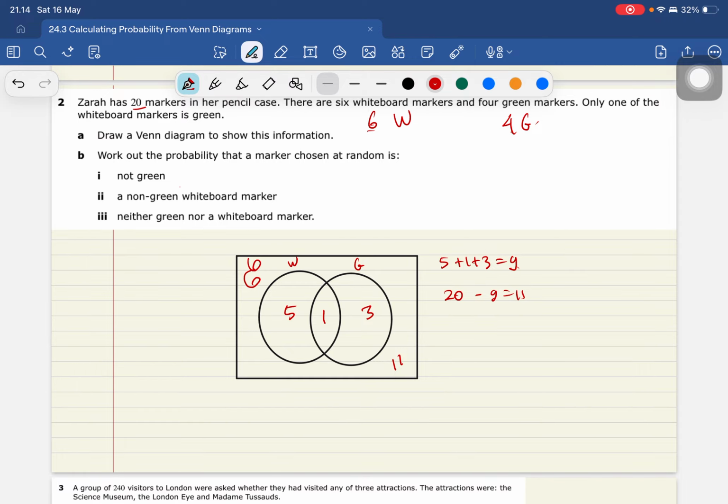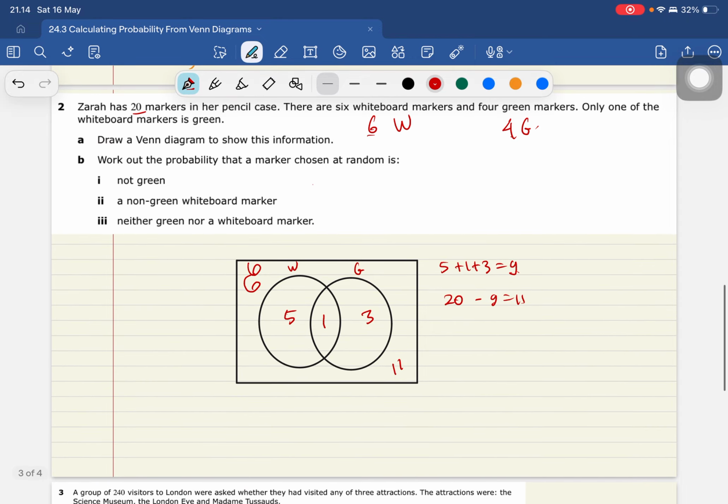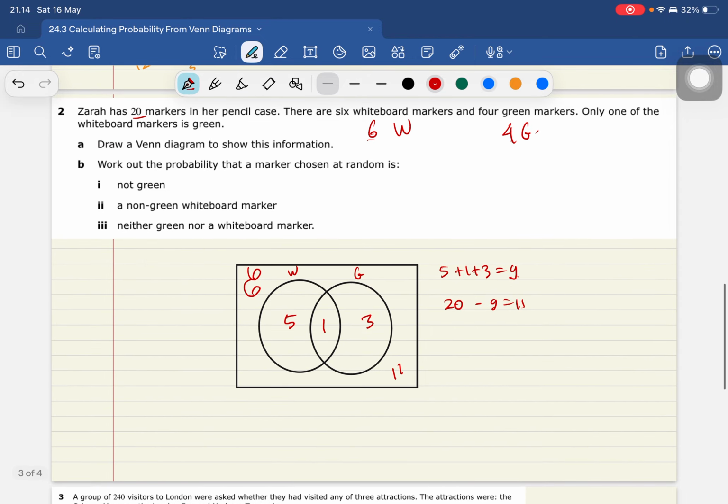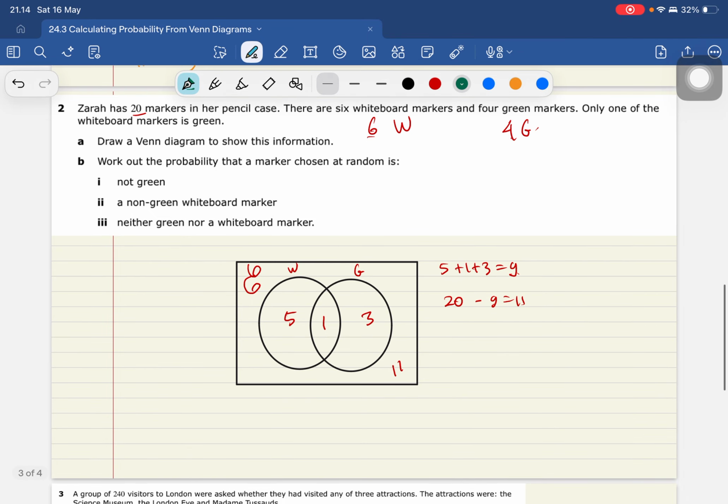Okay, work out the probability that a marker chosen at random is not green. So this is for not green. We got 5 and 11. So here is not green. 5 plus 11, we divide by the total 20. So you get 16 over 20. Both of them we divide by 4, so this is 4 over 5.